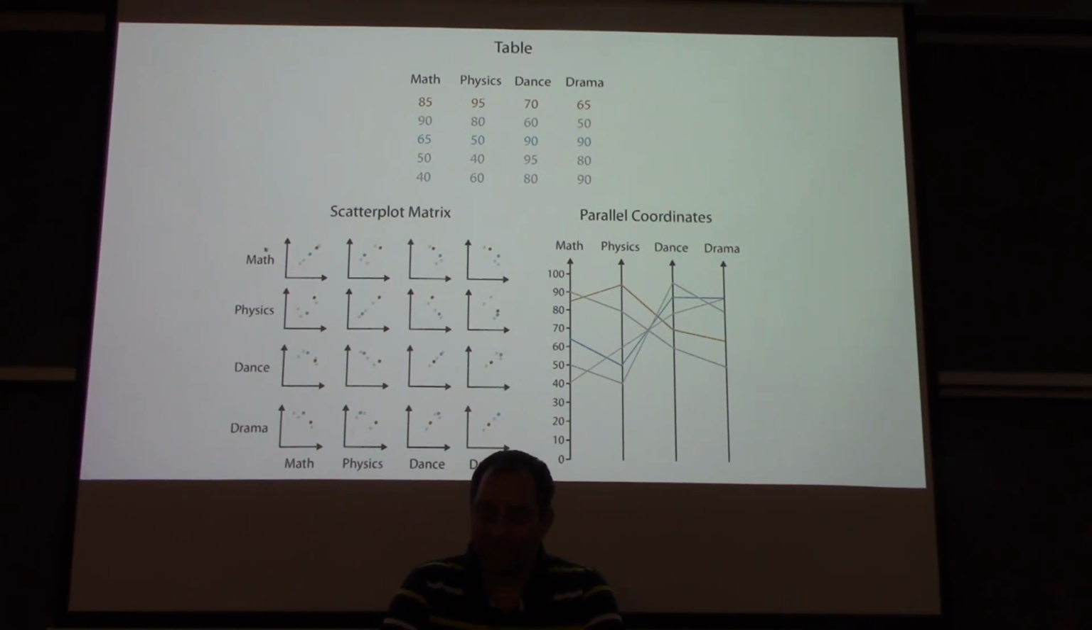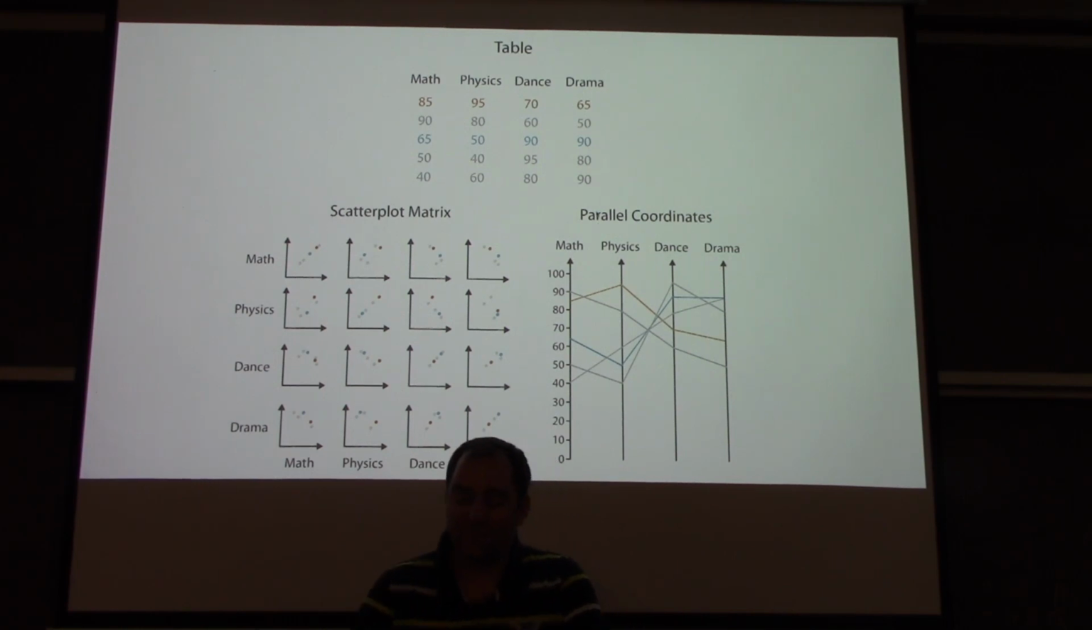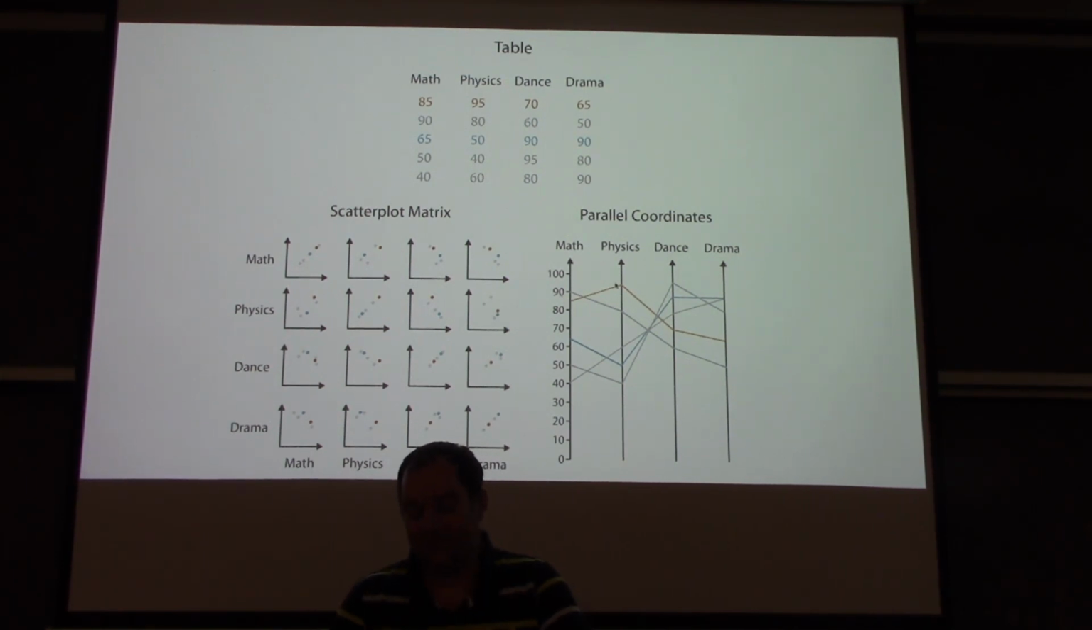We can visualize these either as a scatterplot matrix, where every variable is plotted against every other one, or as a parallel coordinates plot where we have math as an axis, physics as an axis, dance as an axis, and drama as an axis. There seems to be a correlation in this data set between math and physics, and it seems to be anti-correlated with dance or drama. Let's look at whether this is true here too. Yeah, so we see the same trend in the scatter plot as well.